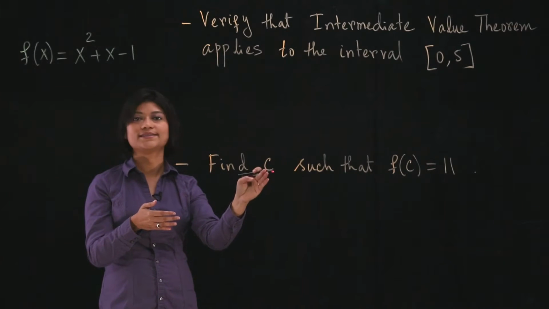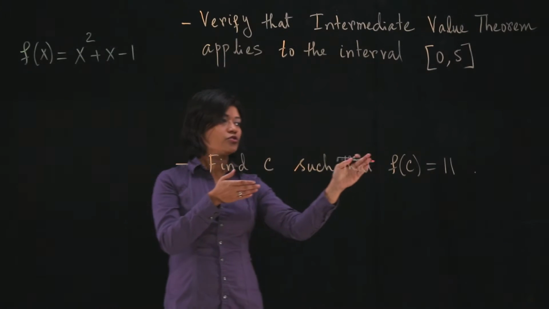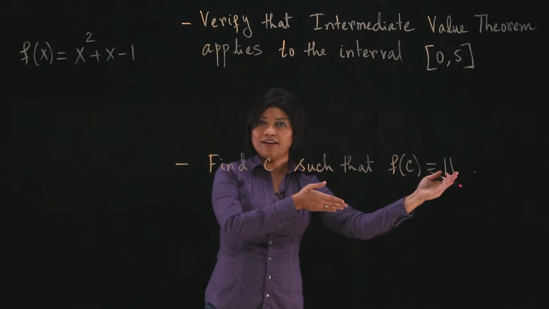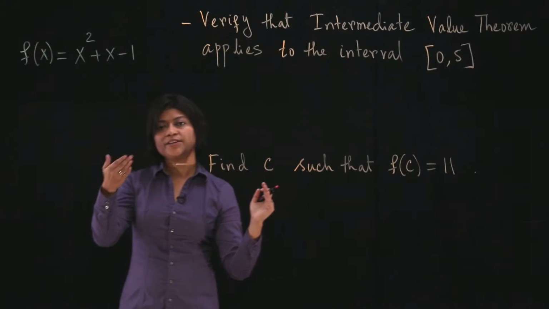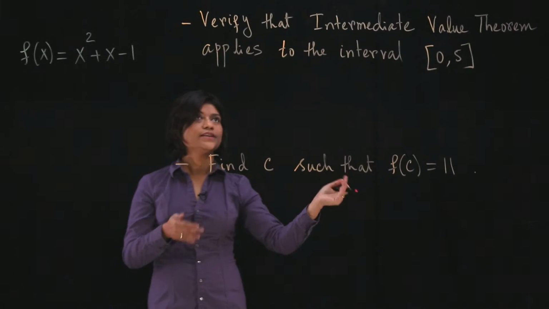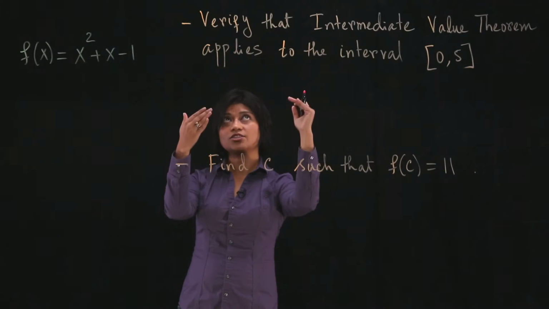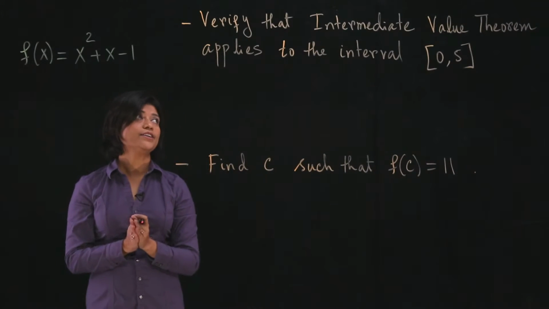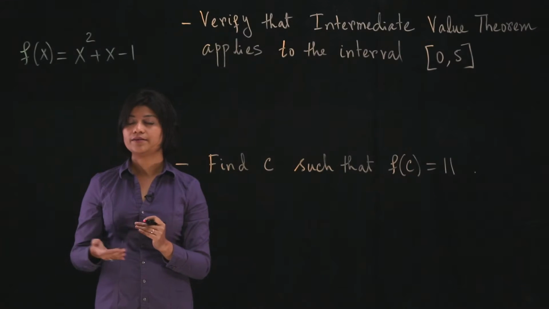And then if the function satisfies all the hypotheses for the intermediate value theorem, we have to find out what is that c so that f of c is equal to 11, because the intermediate value theorem guarantees that there will be a c. Okay, so it's two-phase. Let's start with verifying that the intermediate value theorem does apply.